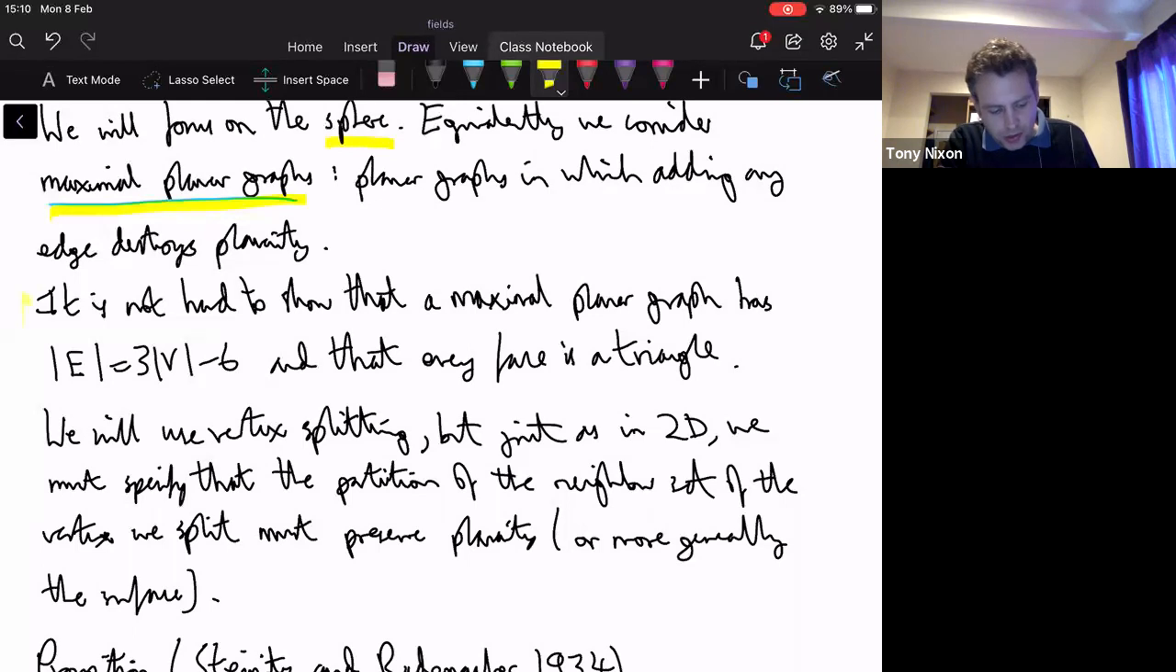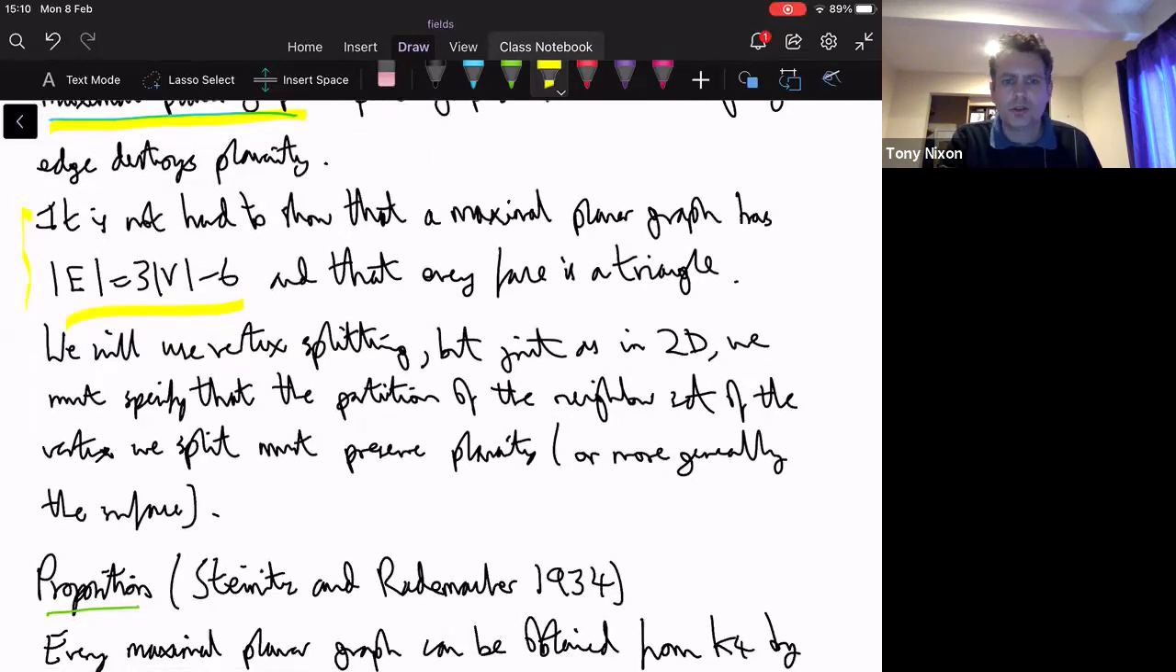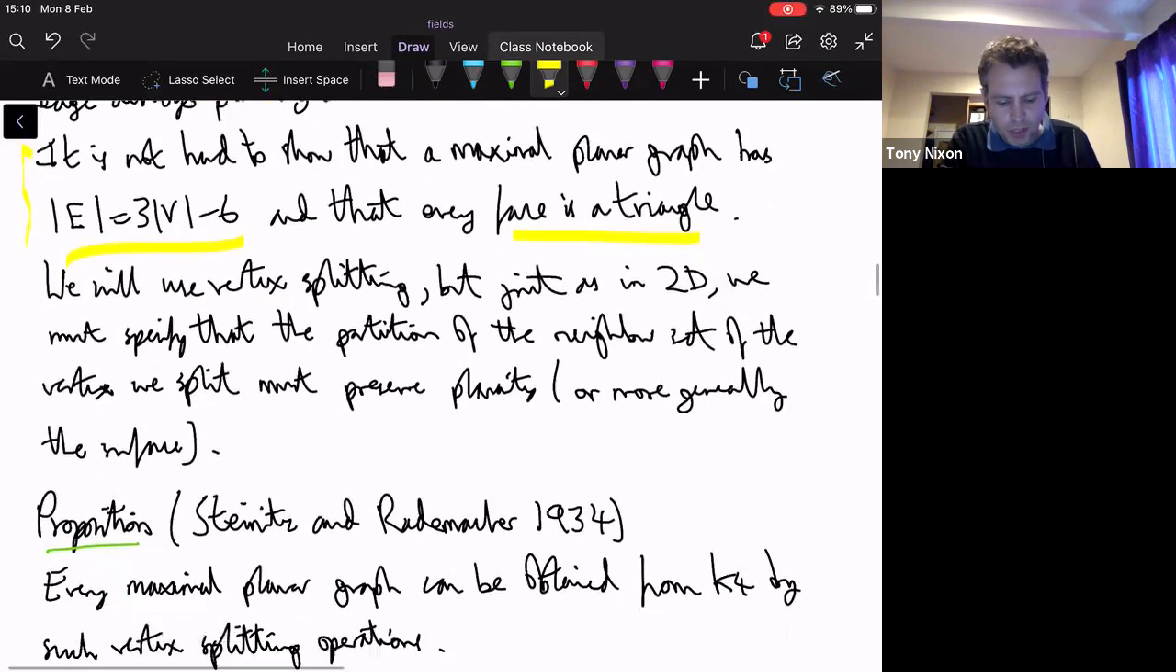Again, it is not a difficult exercise to show that every maximal planar graph has 3v minus 6 edges. You can also show they're all three-connected. You show that every face in the graph is a triangle. There are several easy properties of maximal planar graphs that are relevant, but I'm just going to take them all for granted. And our proof is really going to be very short. It's going to be the consequence of what we've already talked about with vertex splitting and this proposition that's here.